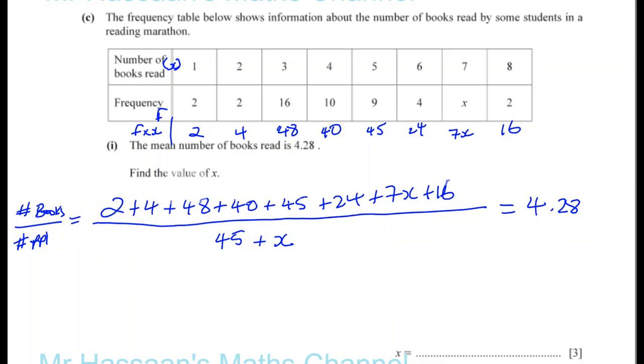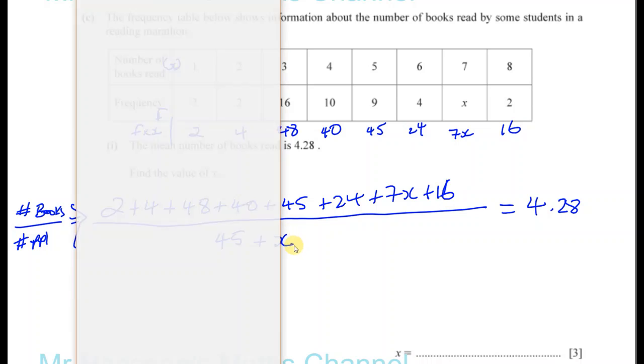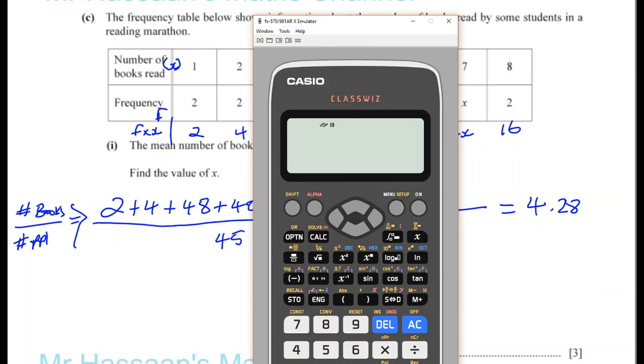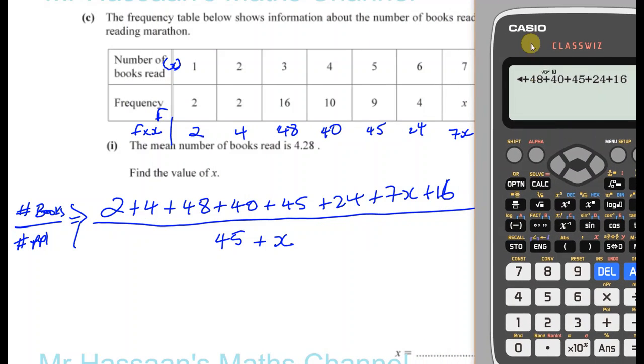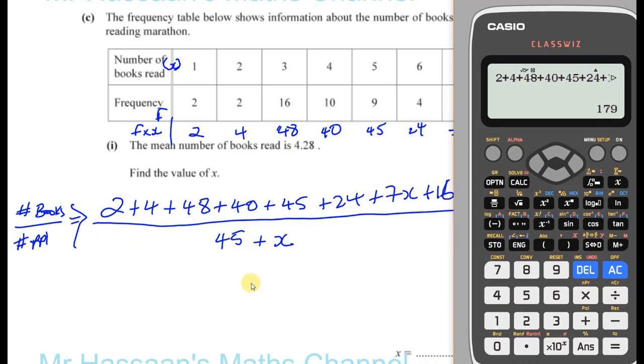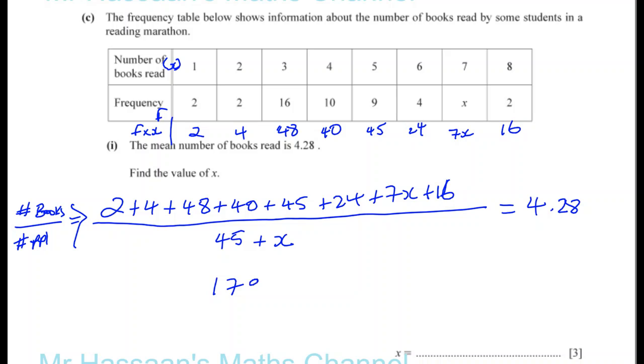Now let me just make sure that I'm right here. 2 plus 4 is 6, 15, 25, 35, 41, 43, 45. Okay, that's all right. So now we're going to add these numbers on top together. I'll just stick it on the calculator. There we are. So we're going to have 2 plus 4 plus 48 plus 40 plus 45 plus 24 plus 16. Was there anything else there? No. And that gives us 179. So you have 179 plus 7x, which you can't add to that because they're not like terms, and divided by 45 plus x gives you 4.28.